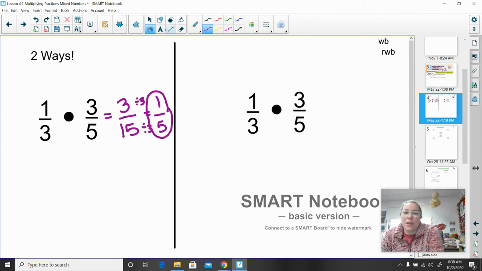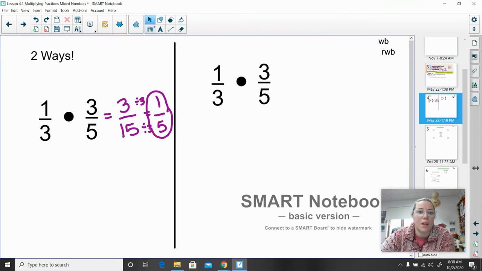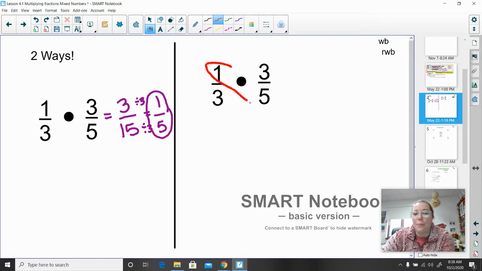The second way to do this is what we call cross-simplifying. So the first thing that we're going to do is look at our opposites, the ones that are across from each other. And we want to see, do they have any common factors that we can use to make them smaller? So if I look at 1 and 5, I say, okay, they don't have any common factors. They're already as small as they can get.